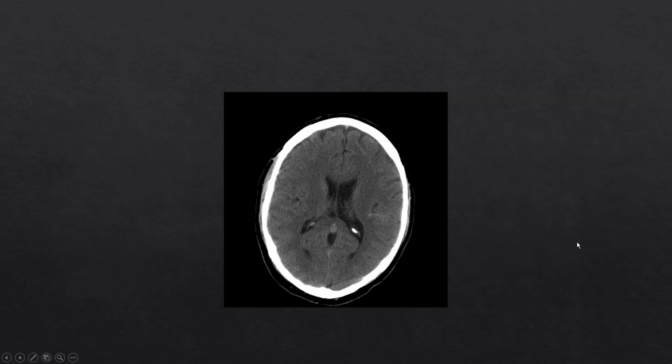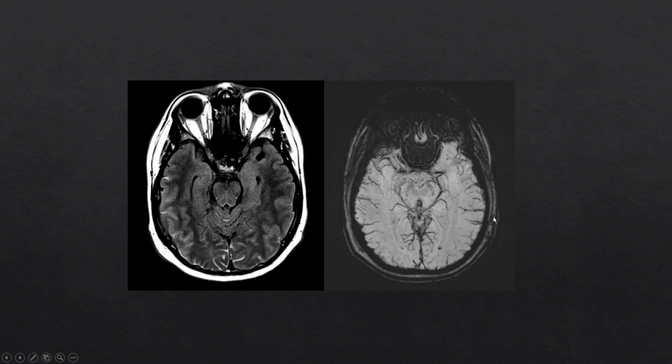Here we have a more subtle hemorrhage. Within the left sylvian fissure is a small subarachnoid hemorrhage. Now the question will come up, what is the best sequence to identify subarachnoid hemorrhage on MRI? And it turns out to be FLAIR.